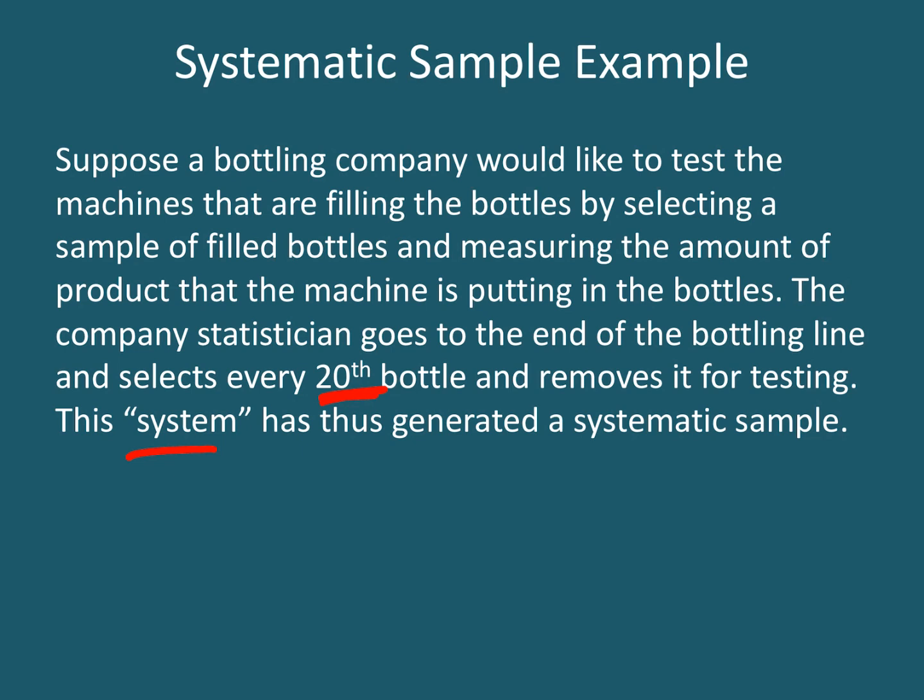Now here again, if it's a bottling company, then presumably this bottling company is producing thousands and thousands of bottles every day. And of course, it would be counterproductive, product and cost versus profit, for them to try to test or check every single bottle. So instead, the statistician chooses every 20th bottle to remove it for testing. This is known as a systematic sample.